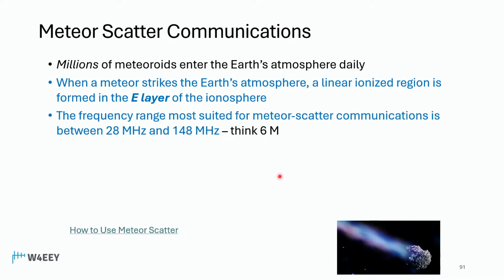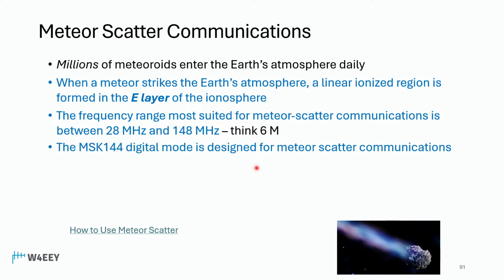And the frequency most suited for meteor scatter is between 28 and 148 megahertz. So if you think 6 meters, this is where most people do meteor scatter. You can actually initiate a contact on one side and a different meteor on the other side. So the software has been designed to do that.